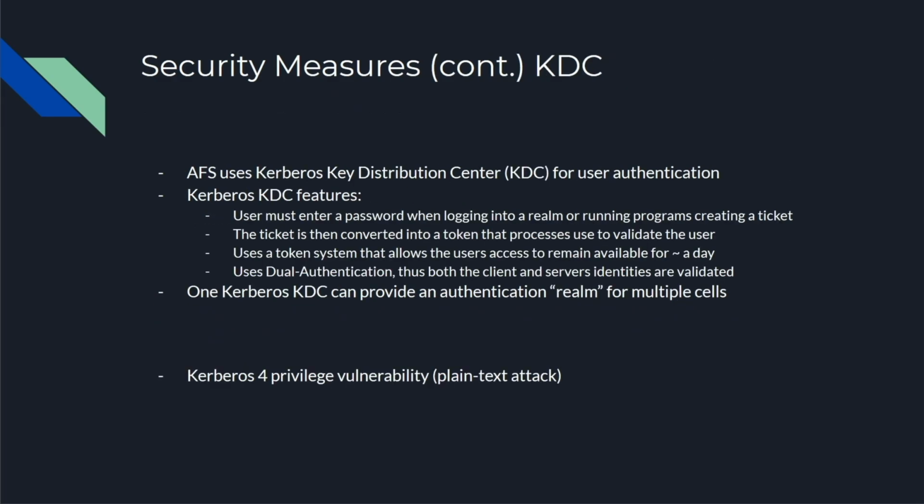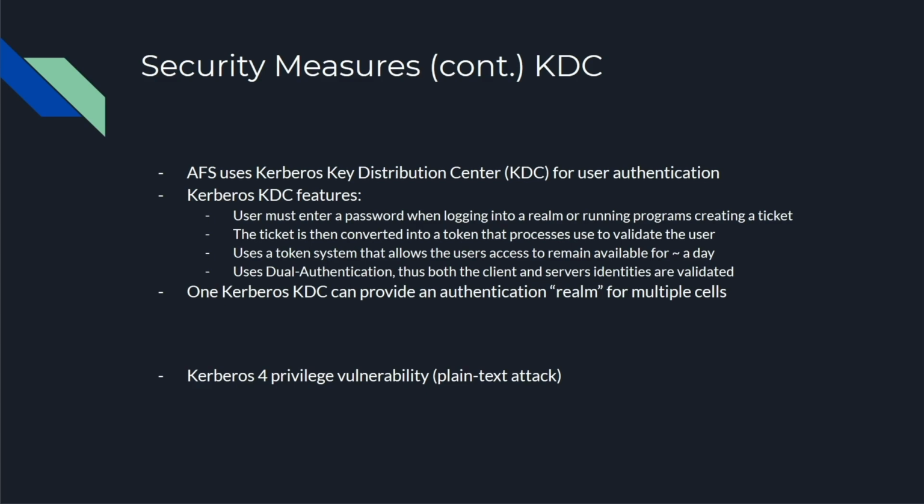The Andrew file system uses Kerberos Key Distribution Center, KDC for short, for user authentication. Kerberos has multiple features. Users must enter a password when logging into a realm or running programs. This creates a ticket. The ticket is then converted into a token that processes use to validate the user. The token system also allows user access to remain available for approximately a day, 24 to 25 hours. And it uses dual authentication so that both the client and server's identities are validated against each other.